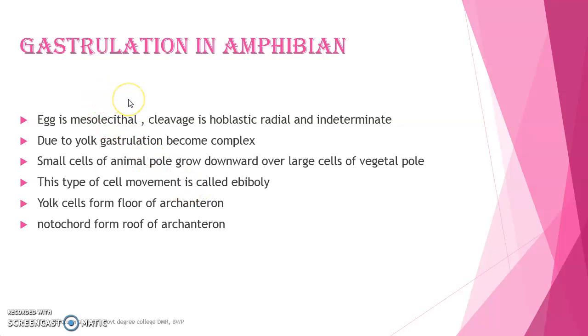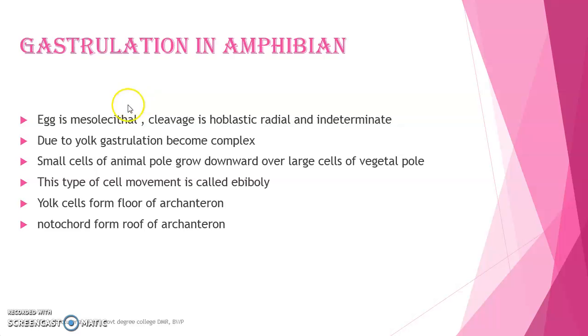First of all, I'm discussing the amphibians. Chordates have five classes. Fishes are just like amphioxus. So fish and amphioxus have the same type of gastrulation. The method is the same.